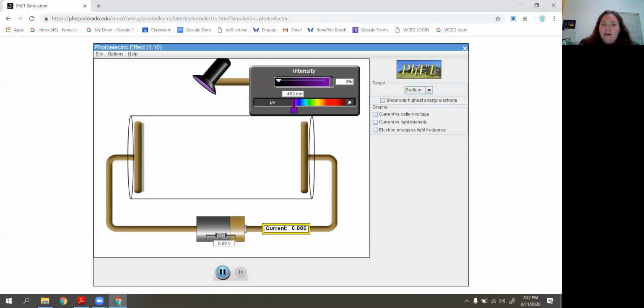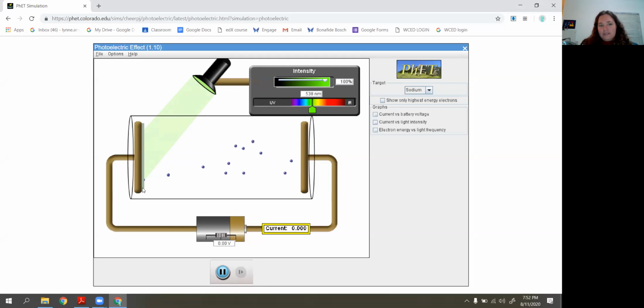All right, so here we can change the intensity of the light. Now hopefully you'll be able to see this, that as I make it brighter, we can have this low intensity to high intensity. High intensity in this case, they say, is 100%. I can also change the frequency by moving the light up or down, okay?